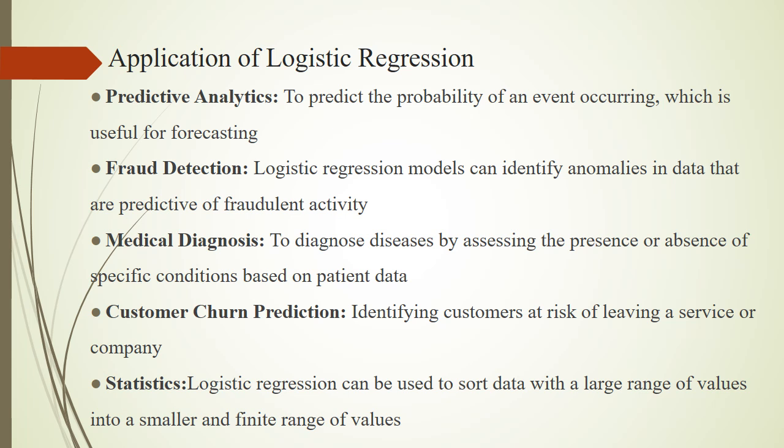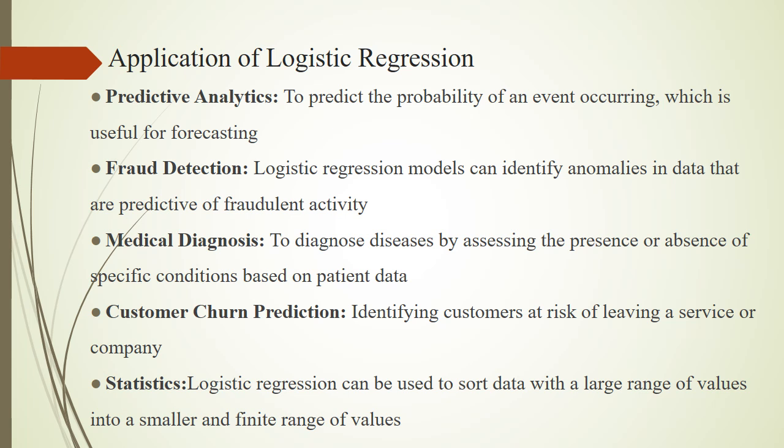Now, after knowing what logistic regression is and what its graphs are, let's see where we can apply logistic regression. Application of logistic regression. Firstly, it is used in predictive analytics, that is, to predict the probability of an event occurring, which is useful for forecasting, like weather forecasting. Then fraud detection. Logistic regression models can identify anomalies in data that are predictive of fraudulent activity. Anomalies here means abnormal happenings.